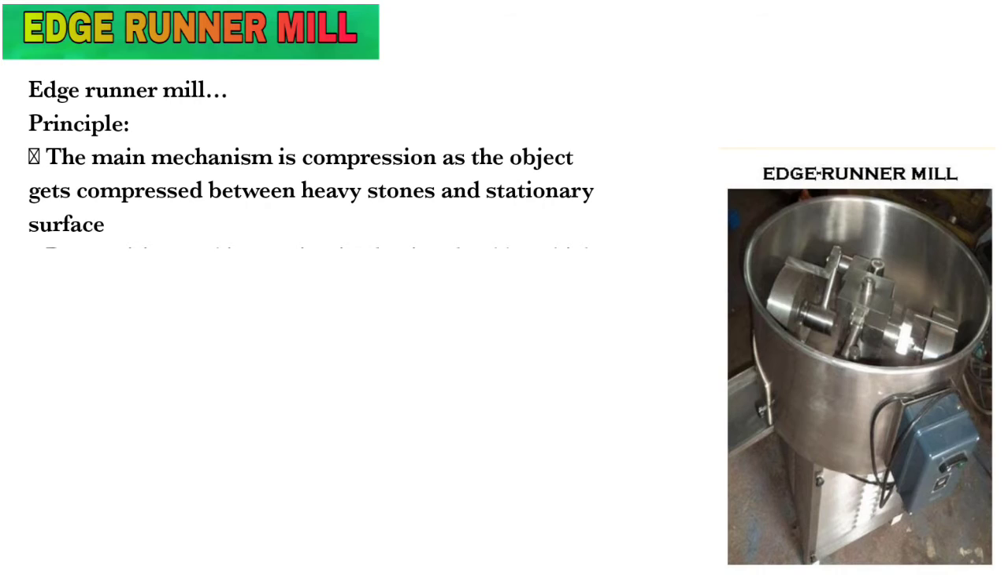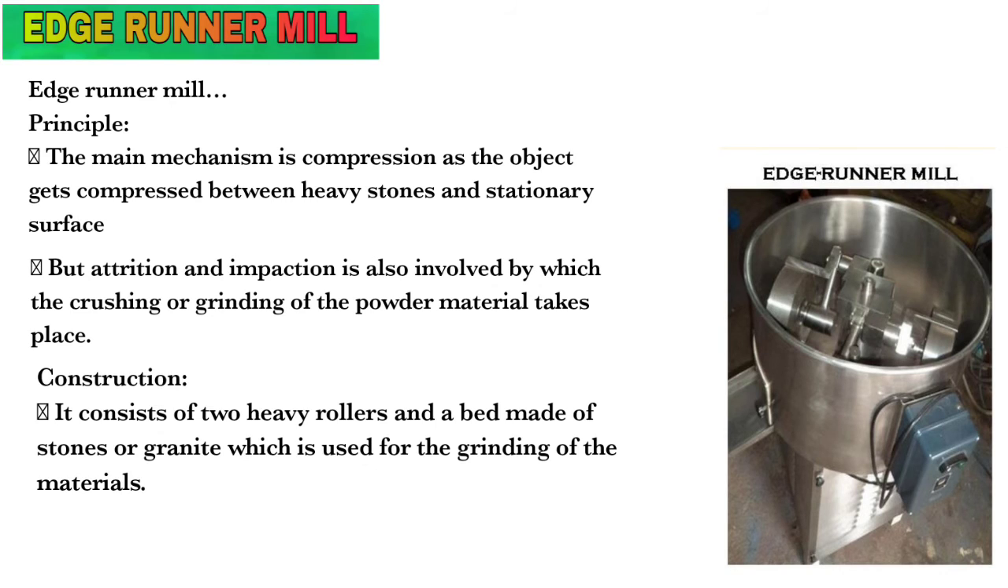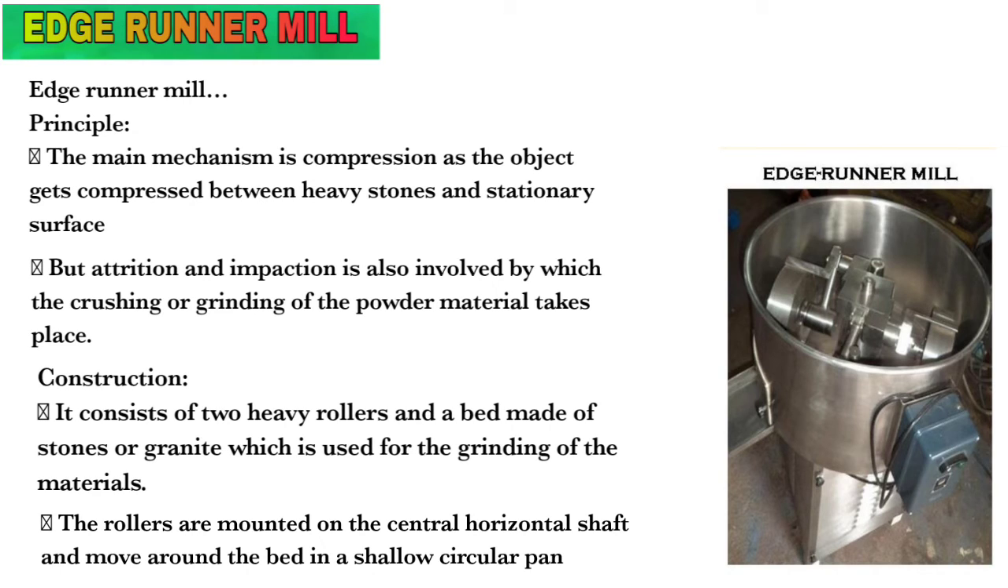Edge runner mill. The principle of edge runner mill is: the main mechanism is compression, as the object gets compressed between heavy stones and a stationary surface. But attrition and impaction are also involved, by which the crushing and grinding of the powder materials takes place. When we look at the construction, it consists of two heavy rollers and a bed made of stones or granite, which is used for grinding of the materials. The rollers are mounted on a central horizontal shaft and move around the bed in a shallow circular pan.